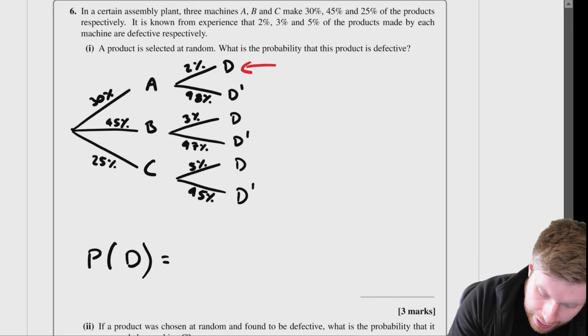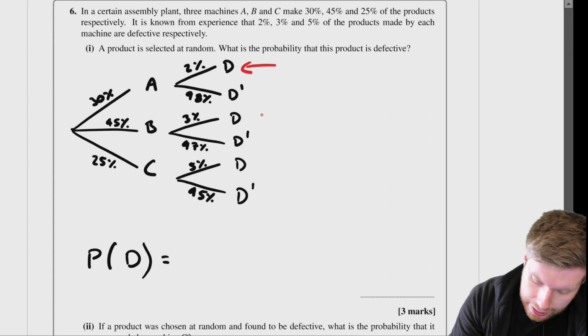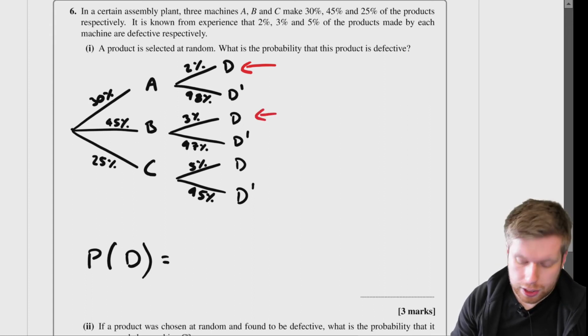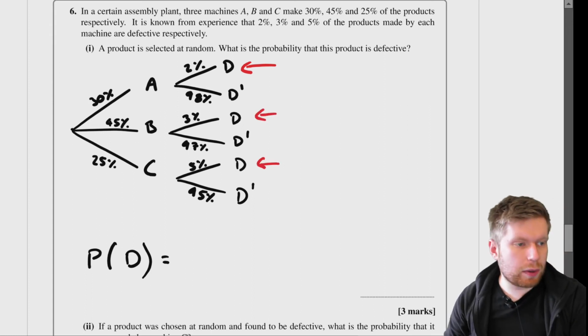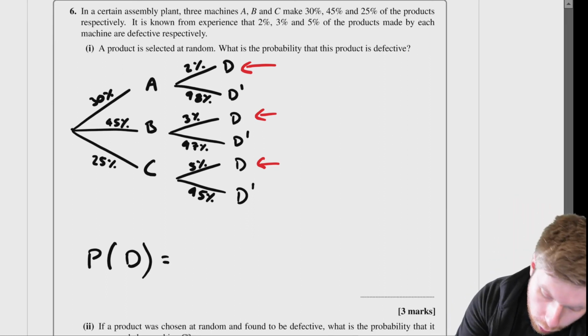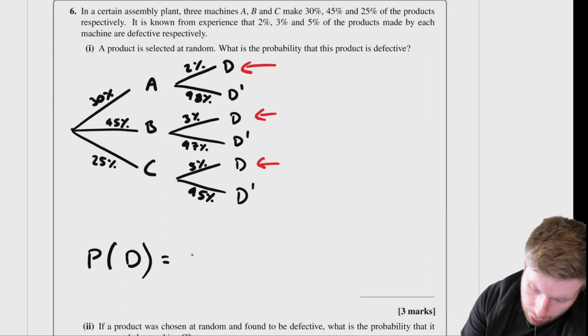Well, first of all, it can be defective and it's made by machine A. Secondly, it can be defective if it's made by machine B. And thirdly, it's defective if it's made by machine C. So therefore, all I need to do is multiply the probabilities along the branches.